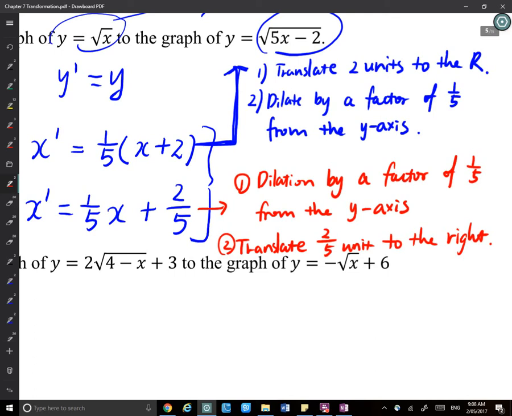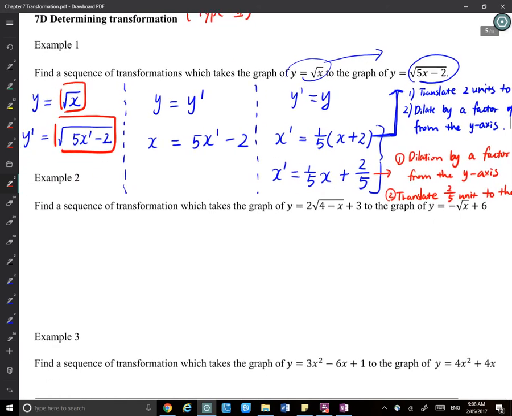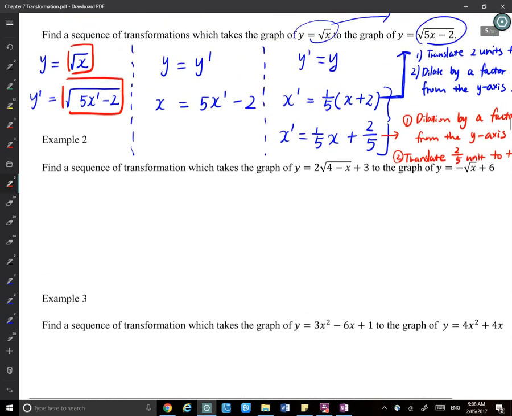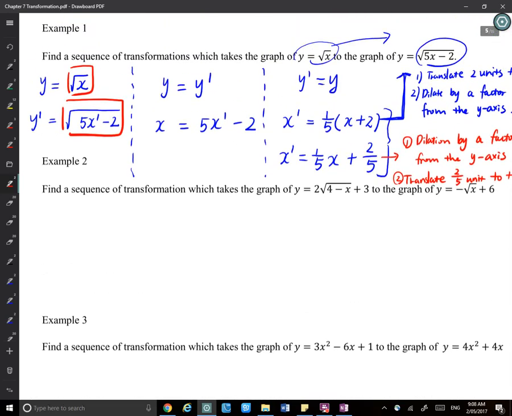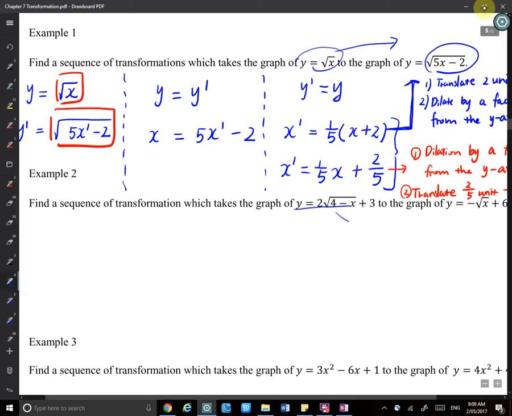So that's this example. Let's have a look at example 2. Example 2 is: find the sequence of transformations which takes the graph y equals to that to that. So which is the original one? From that to that. As I said, the simpler one is always the original one.